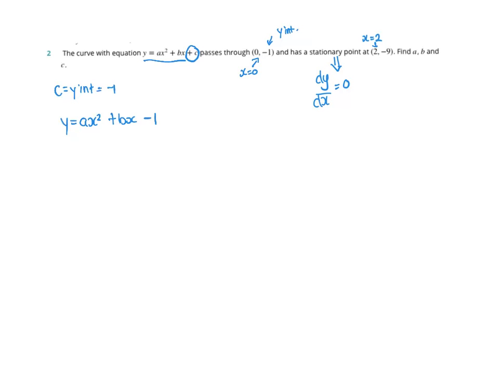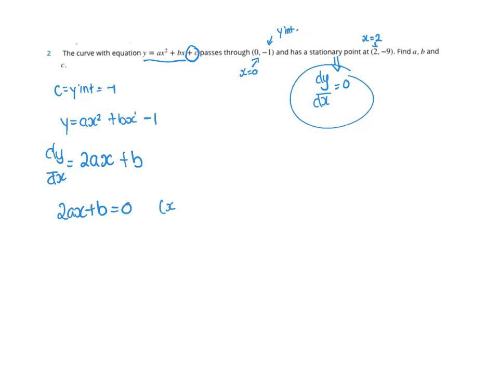Now we're going to use this. We're going to find dy/dx, and it equals 2 times the number in front, so it's 2ax, plus, and this would be like a 1, so 1 times b. So you've got dy/dx is that. Now you know that the derivative is equal to 0 at the stationary point.